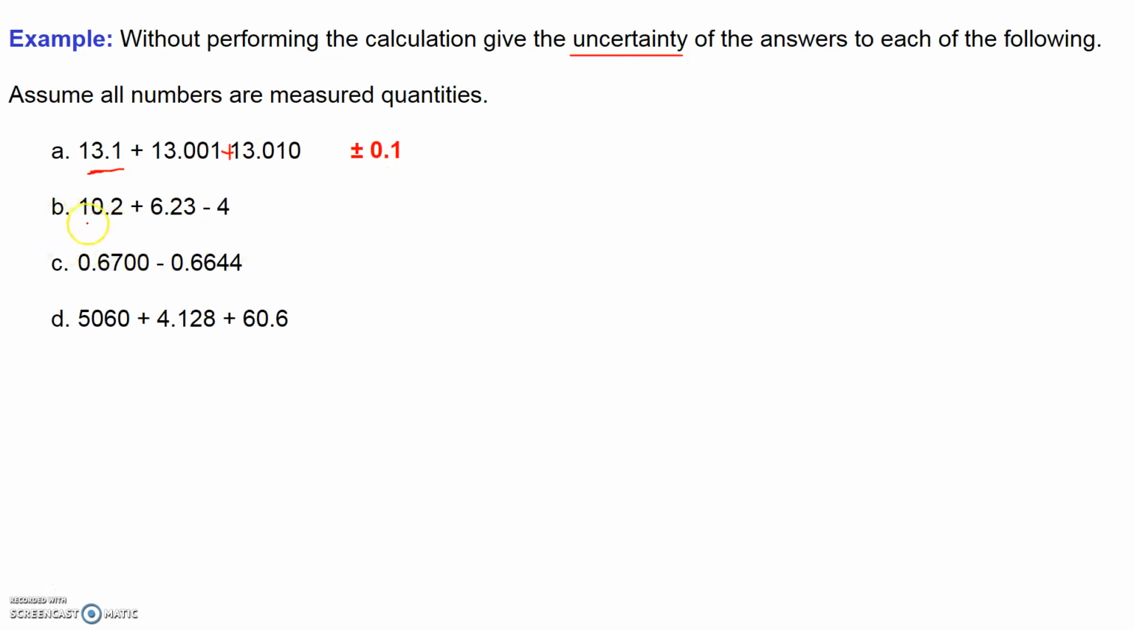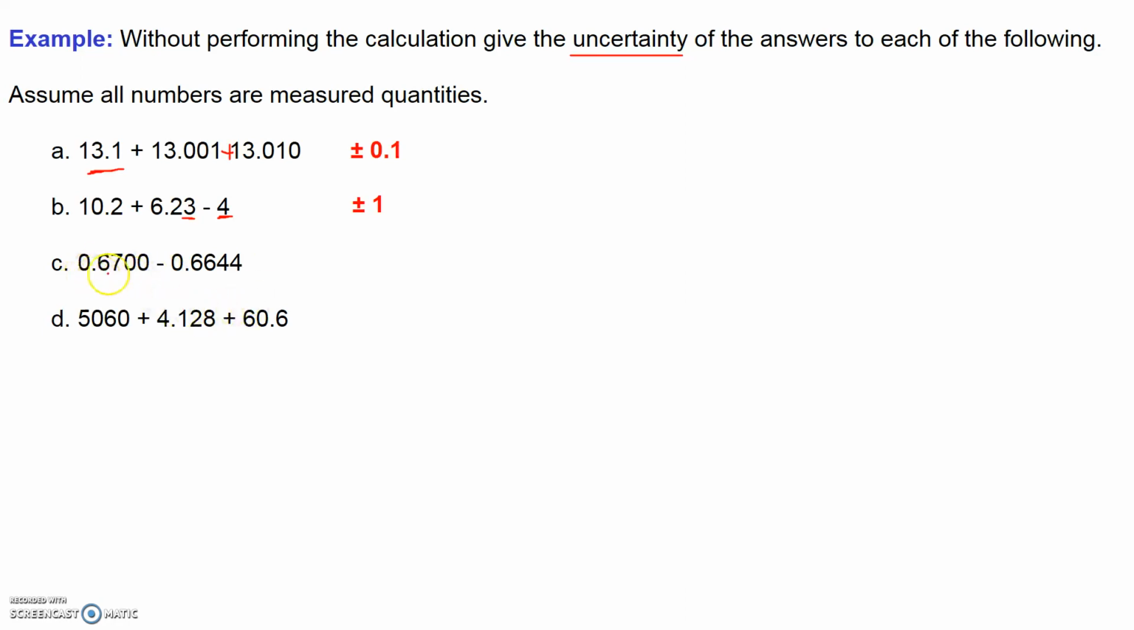Okay, when I head down in here, I see that, again, I'm adding and subtracting, so it's all about uncertainty. And what I see here is this guy is plus or minus 0.1. This one is plus or minus 0.01. But this number on the end here is plus or minus 1. So the uncertainty in the answer to this should be plus or minus 1.